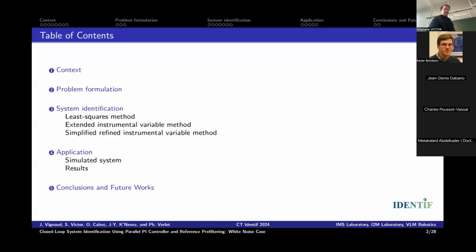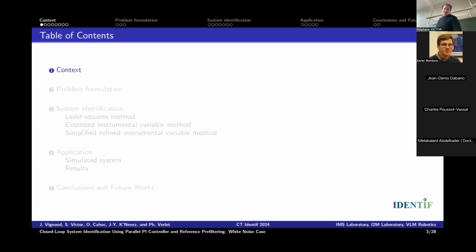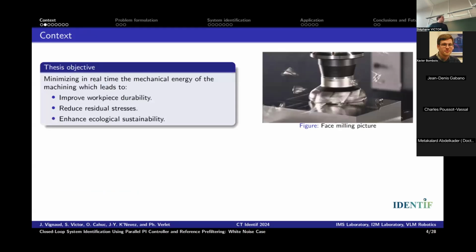So, just before, I'm going to present you the context of the thesis and this work. Then I will talk about the problem formulation and all the system identification that I will present you. So the least square, the extended instrumental variable, and simplified refined instrumental variable methods. And then I will apply them to a simulated system. And I will conclude and talk about some future work about this system identification. So first, the context.